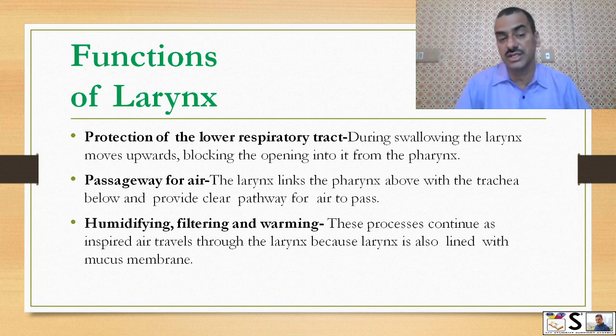Then passageway for the air. The larynx links between the pharynx above and the trachea below and provides a clear pathway for the air to pass. Humidifying, filtering and warming: these processes continue as inspired air travels through the larynx because larynx is also lined with mucous membrane.